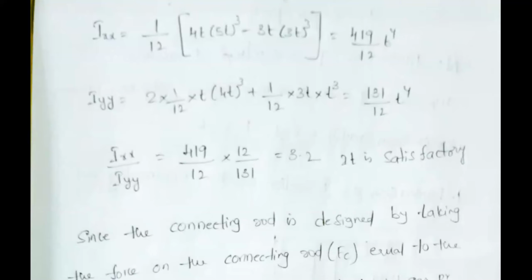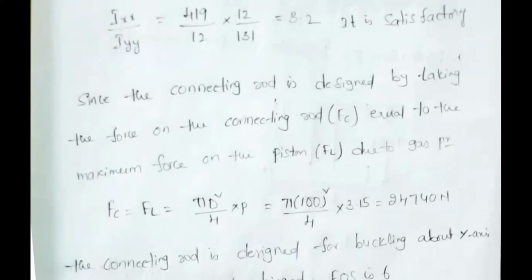Now next. Here the connecting rod is designed by taking the force on the connecting rod equal to the maximum force on the piston due to gas pressure. We already have a term for gas pressure. Please observe the design procedure of a connecting rod, keep it aside, then only you can easily understand the terminology. For buckling load calculation, we have WB equal to maximum gas pressure force into factor of safety, so the gas pressure can be calculated here.